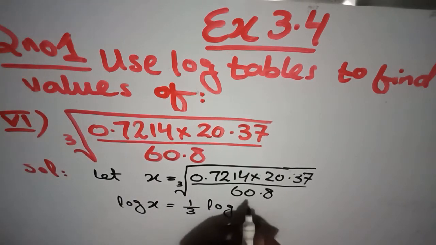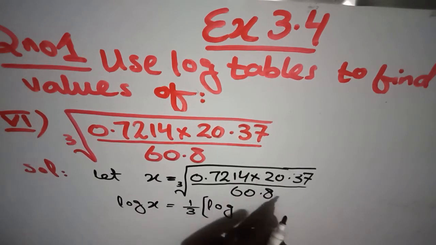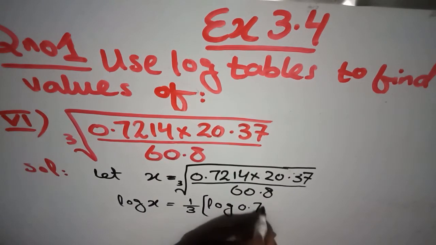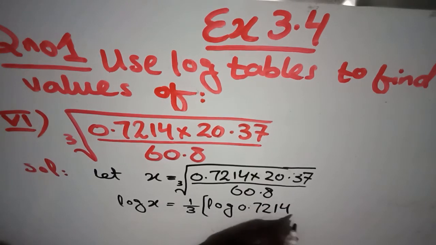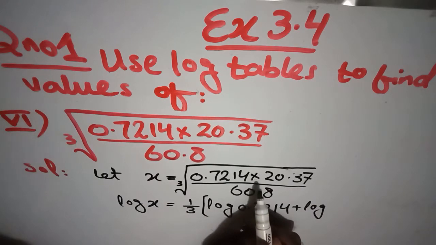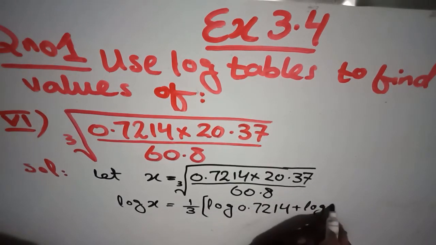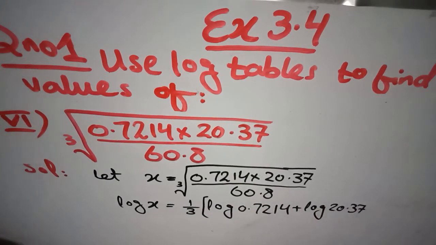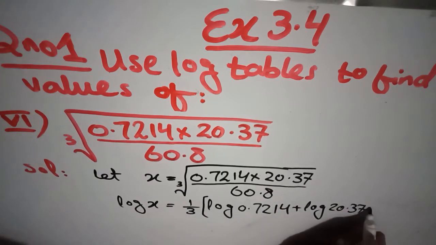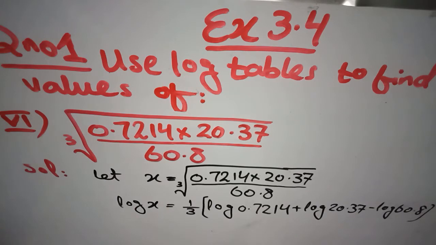So log, you can write the numbers like 0.7214, by applying the property of the log. The multiplication will be changed into addition form, 20.37, okay, simply, and this value will be written minus log 60.8, simply. Now I have closed the bracket.